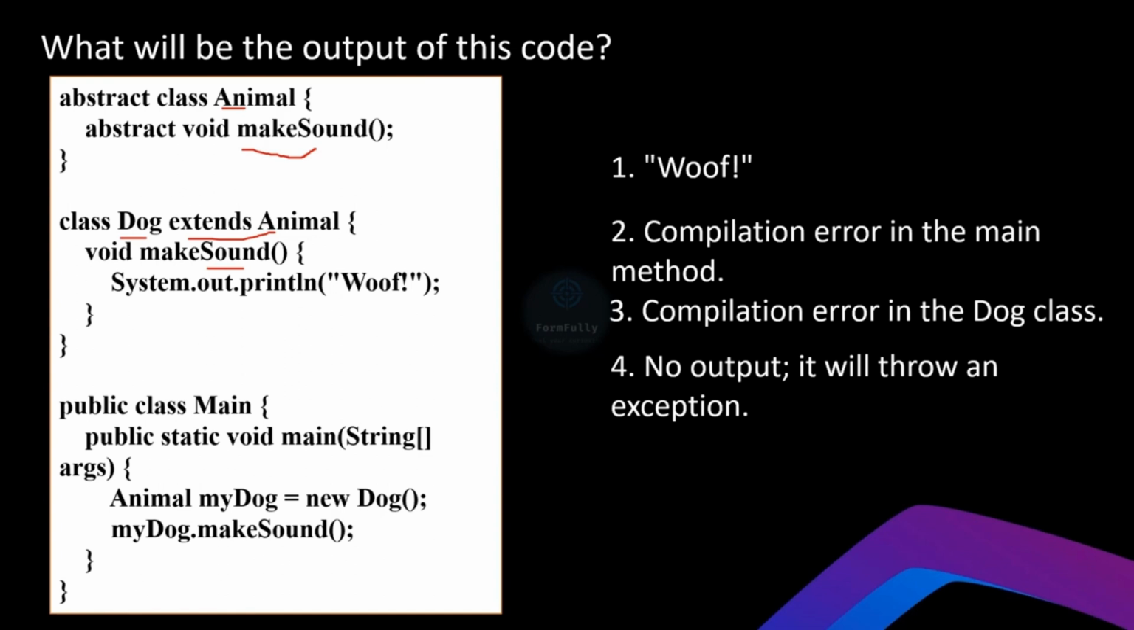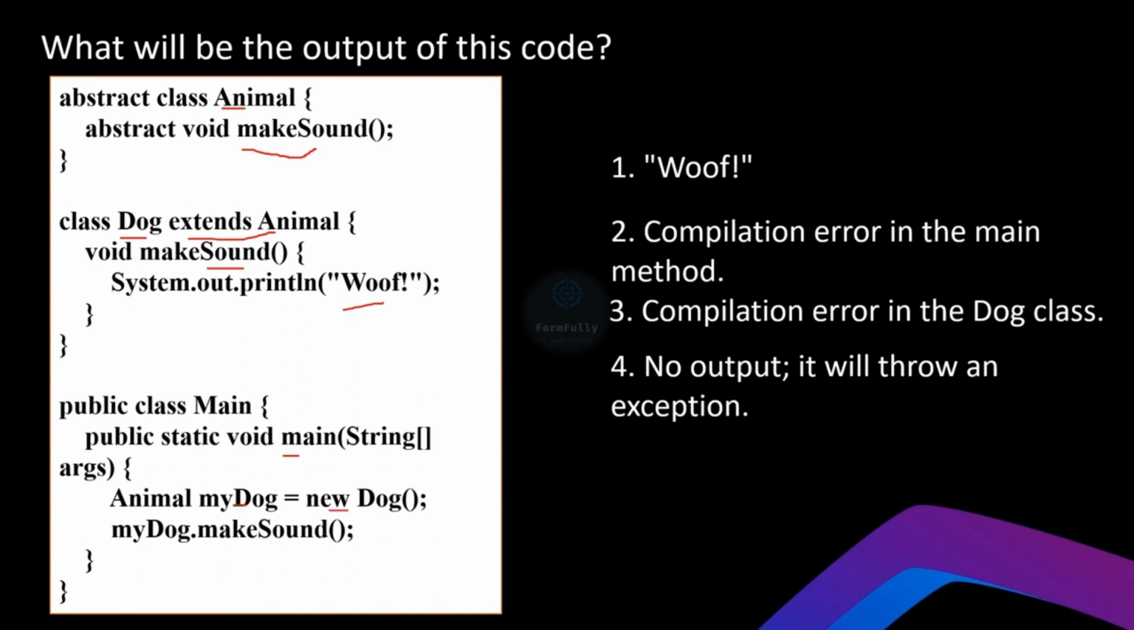Then inside the Dog class, there is an implementation of the makeSound method. In this case, the makeSound method of the Dog class simply prints "Woof" to the console. Coming to the Main class, we have the main method. This is the entry point of our Java program. Inside the main method, we create an instance of the Dog class and store it in a variable myDog.